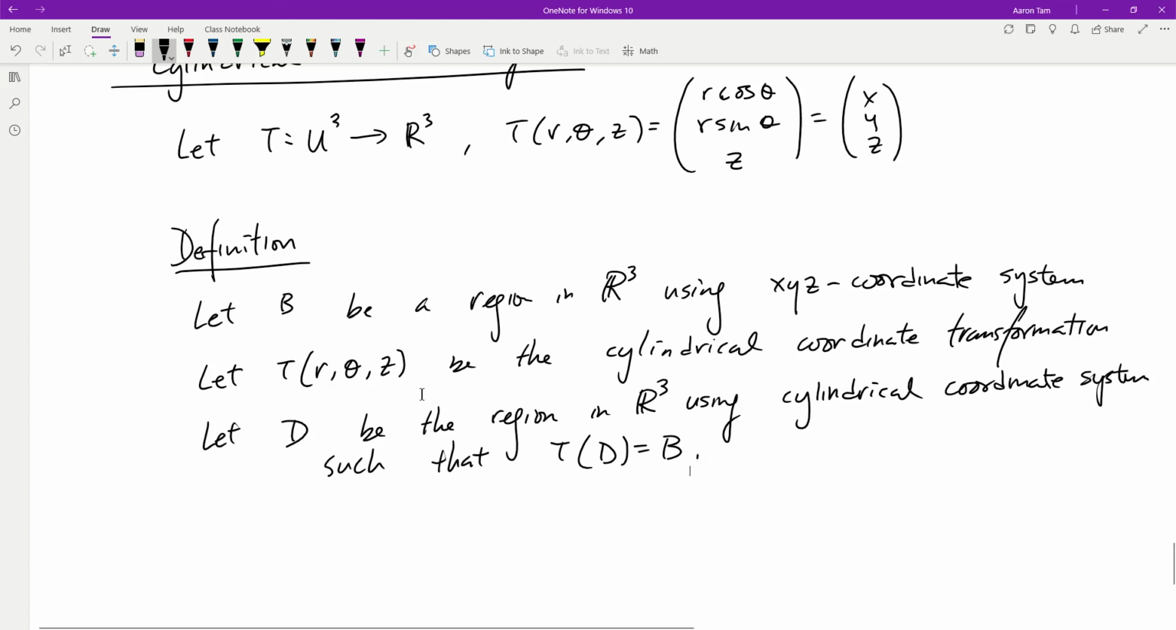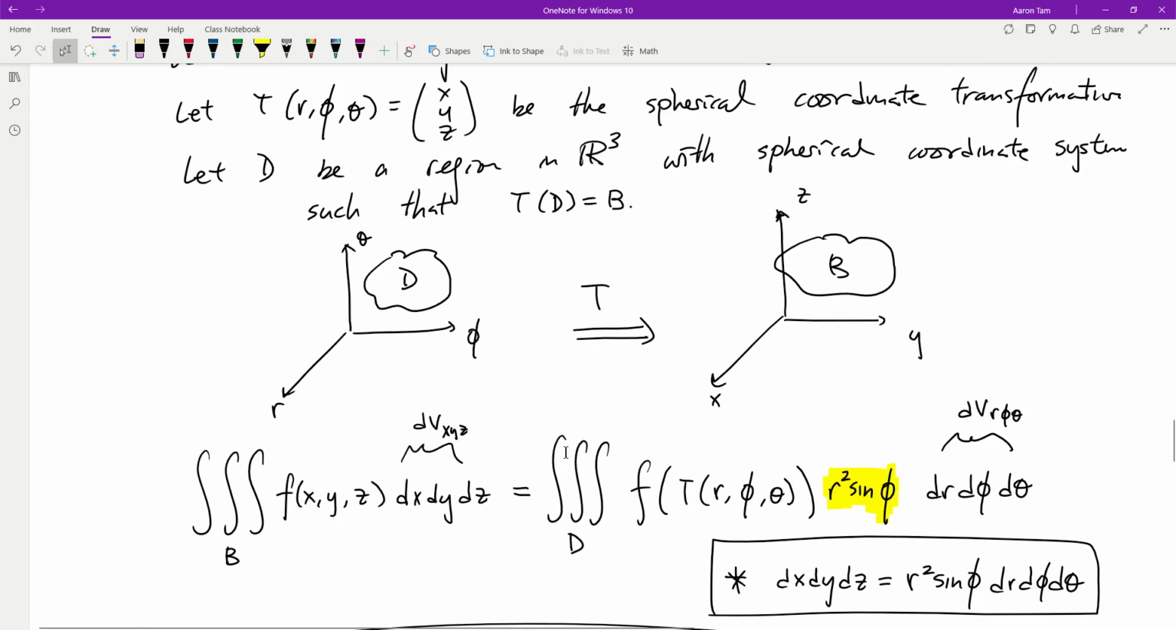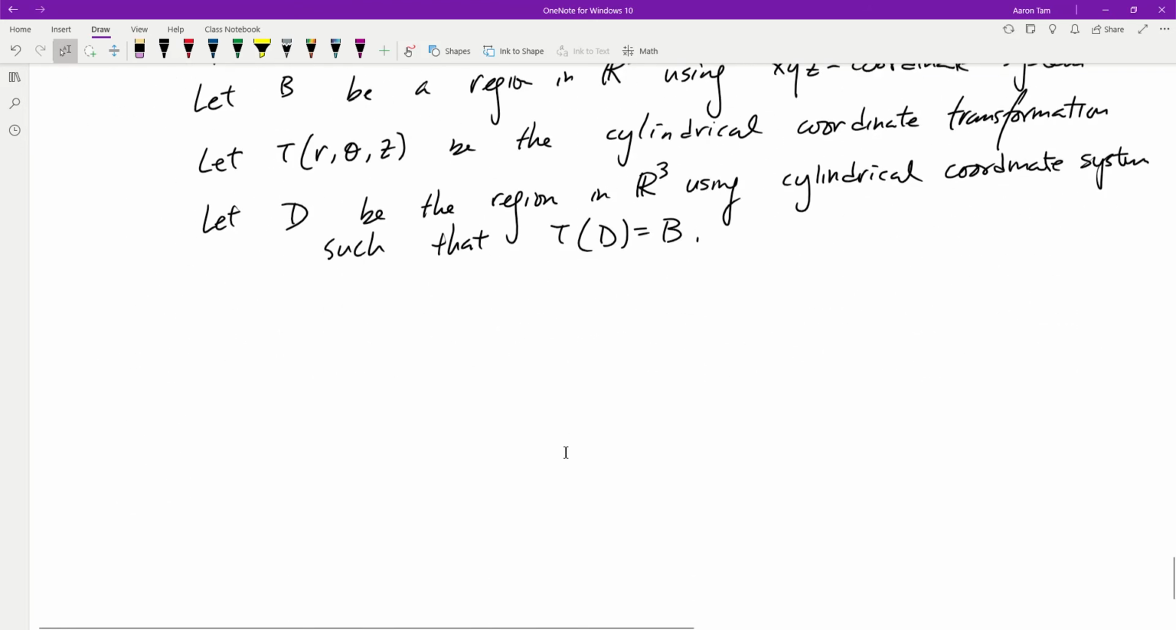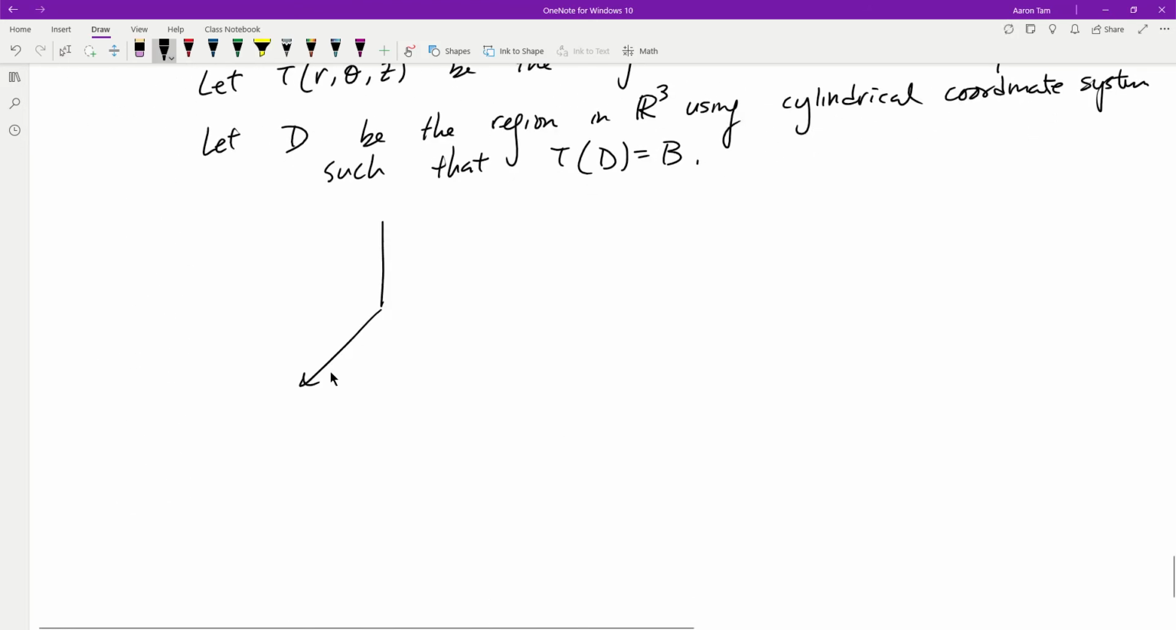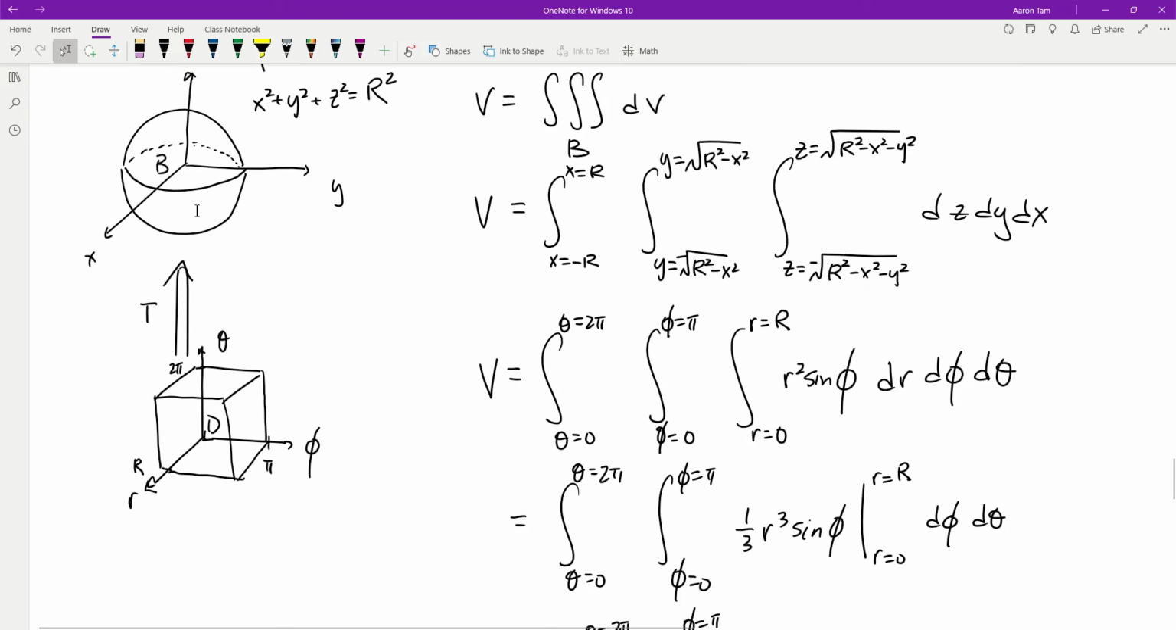So now I'm ready to show you the formula that we can use to rewrite this. Once again, let me draw this picture. We talk about D in the r, theta, z space. After transformation, it will turn into what B will look like in the XYZ space. That's basically this picture right here. So this is D. Once I put it through the transformation, it turns into this thing, a sphere. That's why it's called transformation.